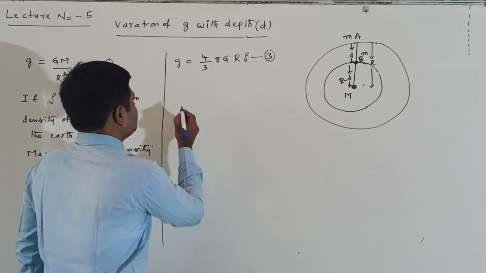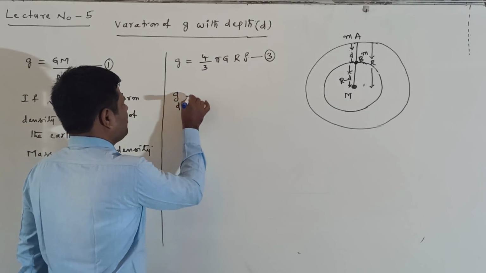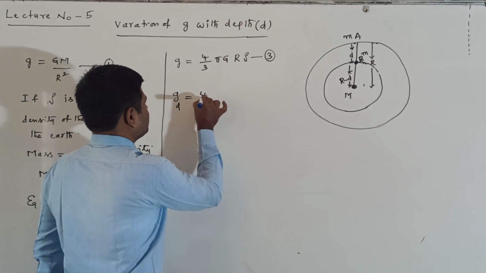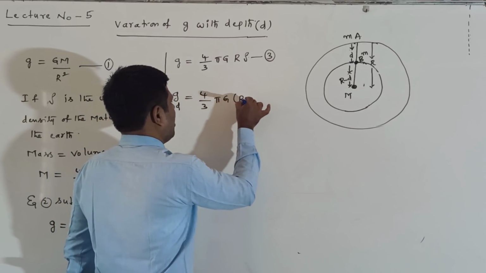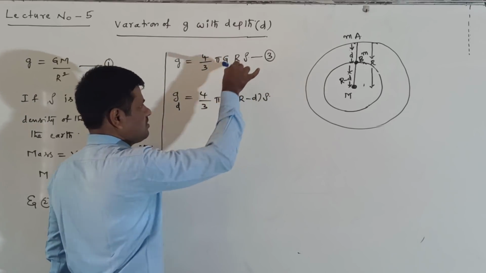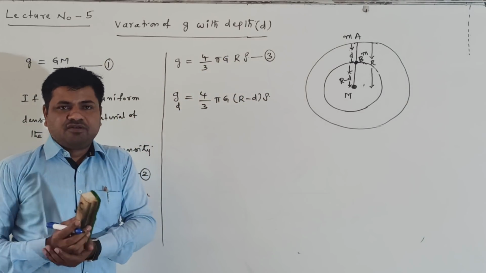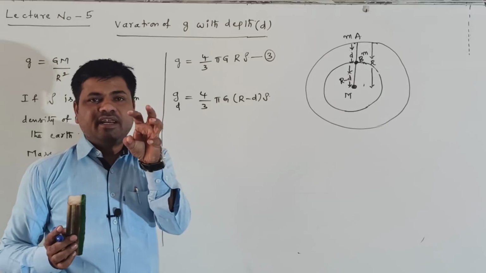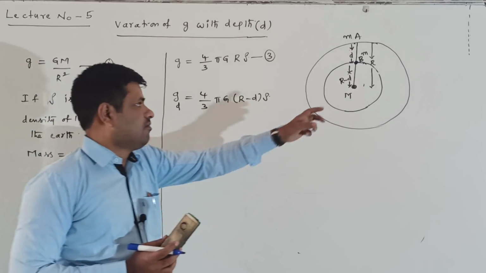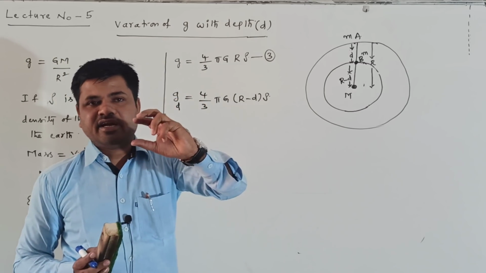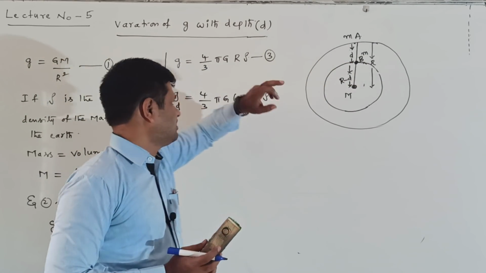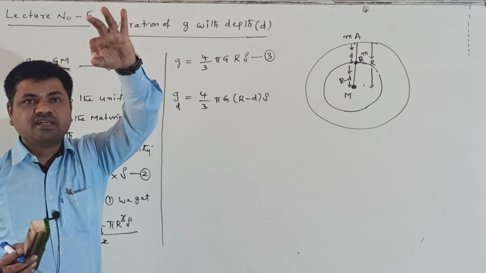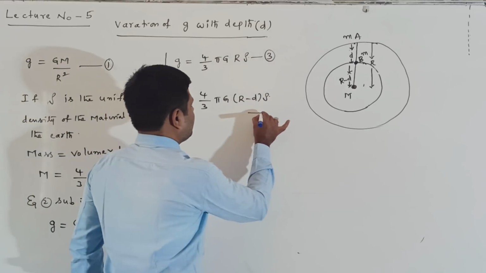That is the reason the formula changes. The acceleration due to gravity at the depth can be written as 4/3 pi G into (R minus d) into rho. Because we are finding the acceleration due to gravity at the depth, only the radius R minus d affects it. In the place of R, I am writing R minus d for the acceleration due to gravity at depth d. So this is equation number 1.